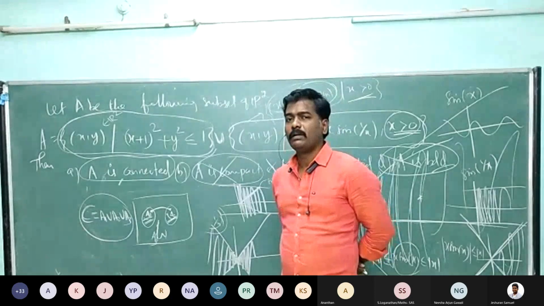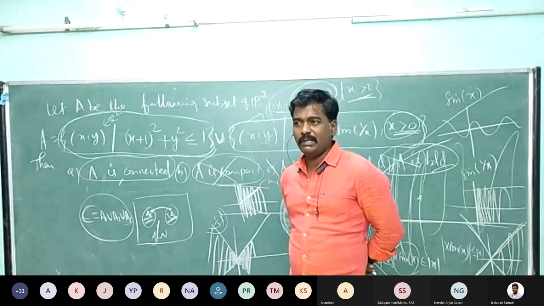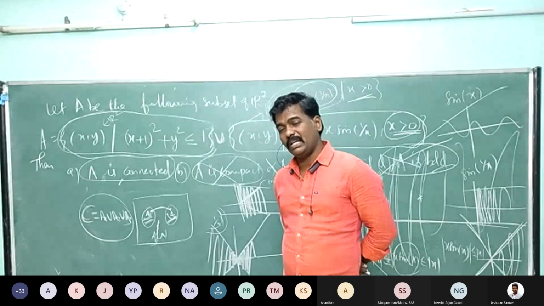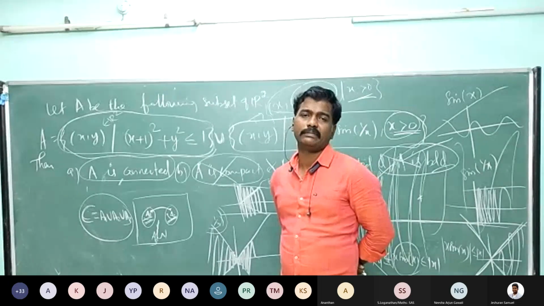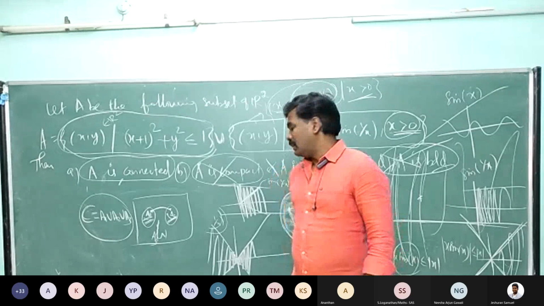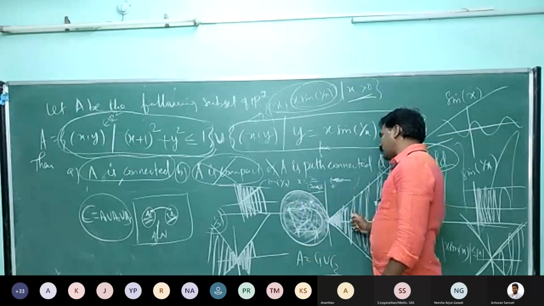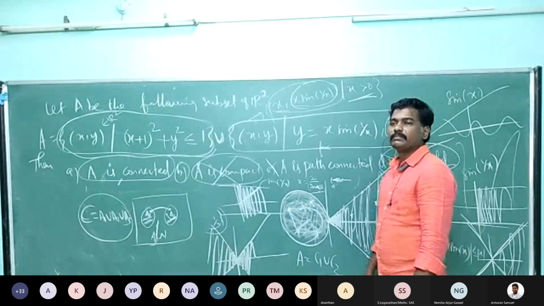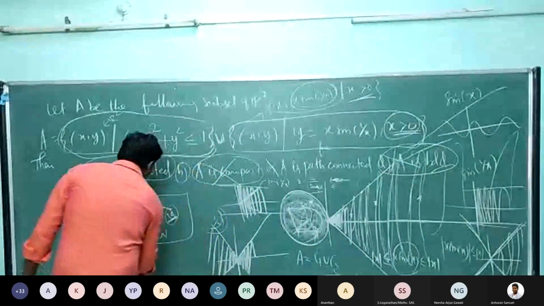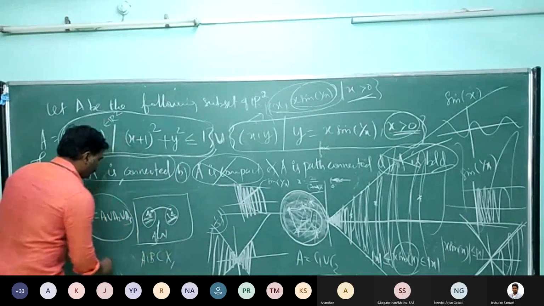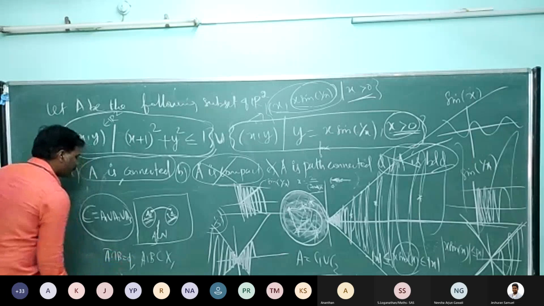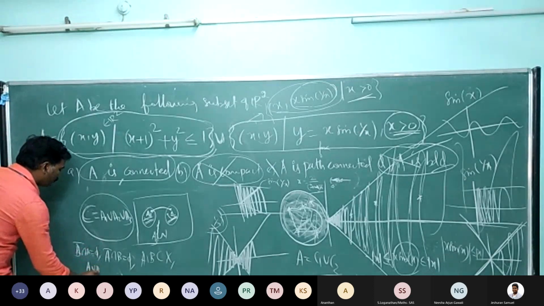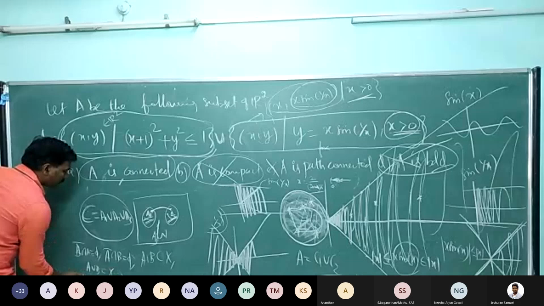Or we can say it another way. Take any two non-empty subsets A and B with A intersection B empty, A bar intersection B equal to empty, and B bar intersection A equal to empty. That means the limit points of one set are not contained in the other, so the two pieces are separated. Let A, B be subsets of X with A bar intersection B empty and B bar intersection A empty. If A union B equals the whole set X, then we say that X is disconnected.